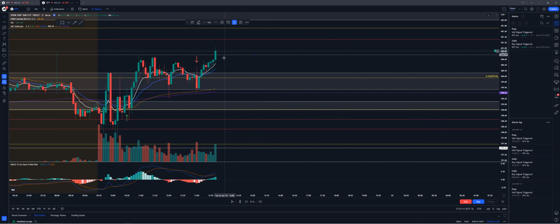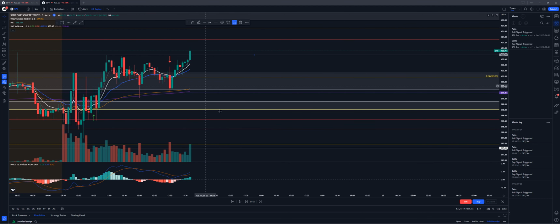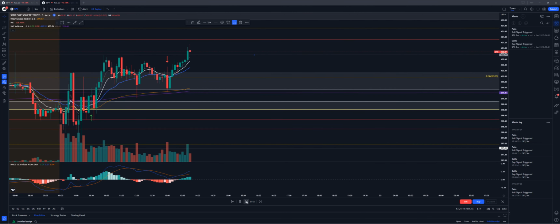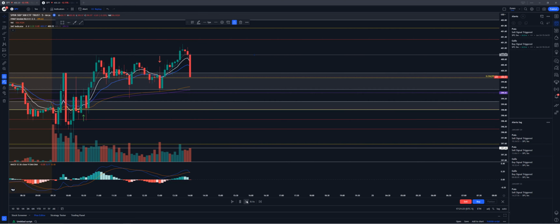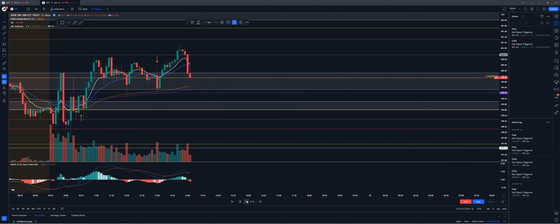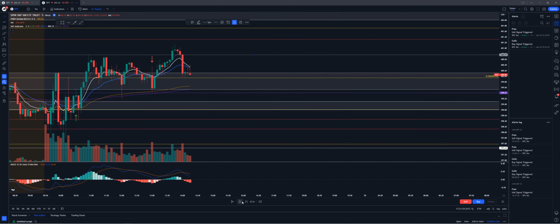We make our move up. We close above pre-market high. Looks like a good call entry there. It's not. So that isn't even where I got my second loss. My second loss was here.